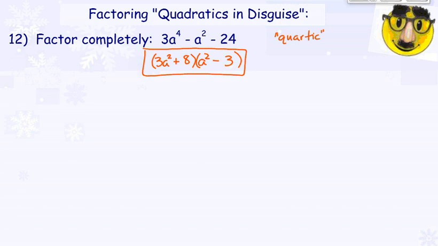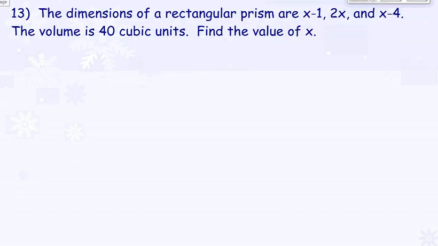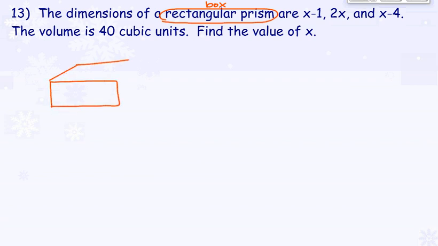Okay, one more problem in this lesson, kind of more of a word problem. The dimensions of a rectangular prism are x minus 1, 2x, and x minus 4. The volume is 40 cubic units. Find the value of x. And again, I apologize to be rushing, but I'm almost out of time to make this video, so just pause if you need to. A rectangular prism is often called a box. A rectangular box. So just for a quick sketch, we can draw a little box, and its dimensions are x minus 1, 2x, and x minus 4.